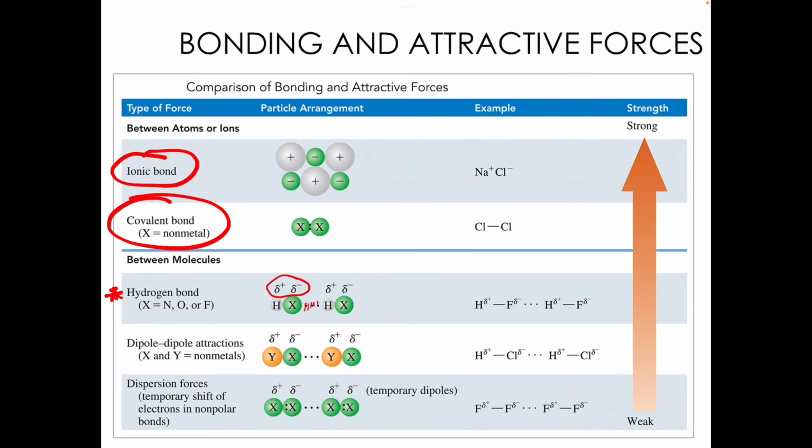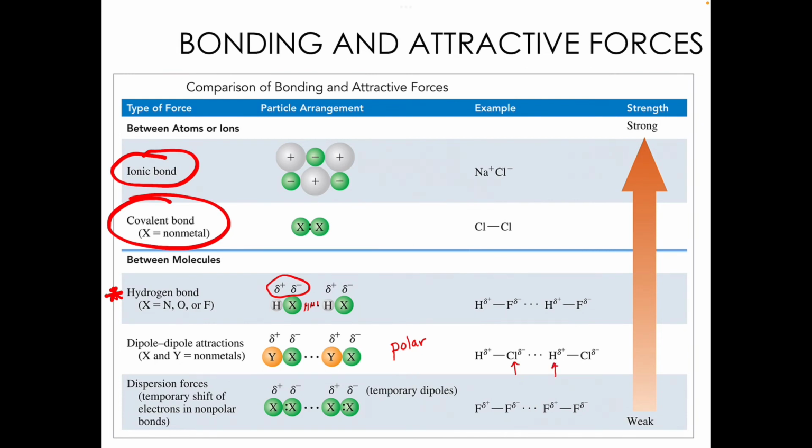Okay? Dipole-dipole attractions are going to happen between any polar molecules. Okay, remember, hydrogen bond was kind of a special type of dipole-dipole interaction that was really strong. But dipole-dipole interactions will happen between any polar molecules. And we're going to see the partial negative of one line up with the partial positive of the other.